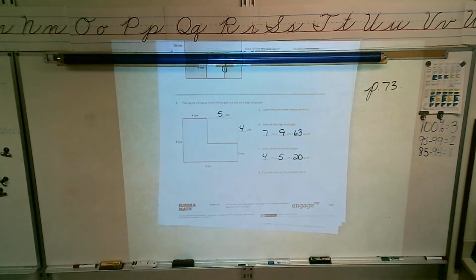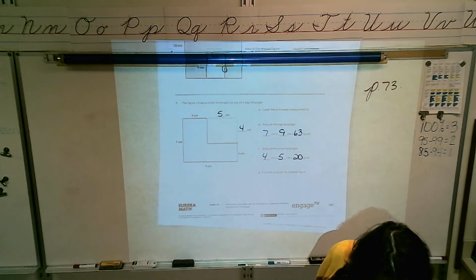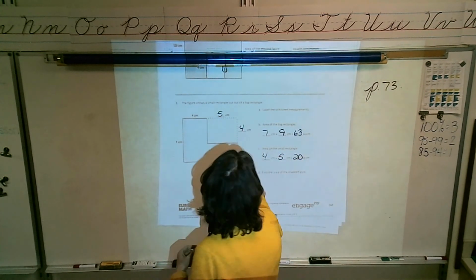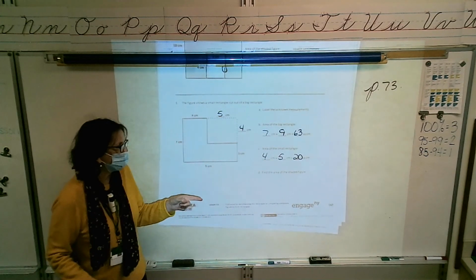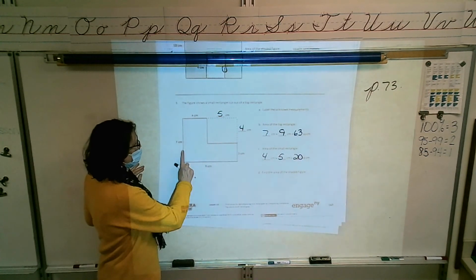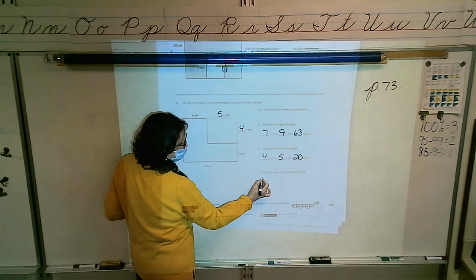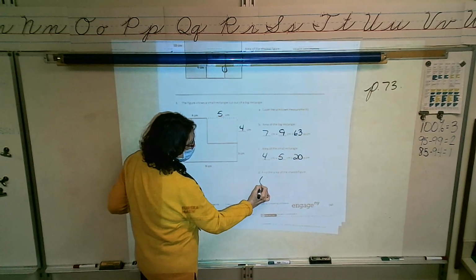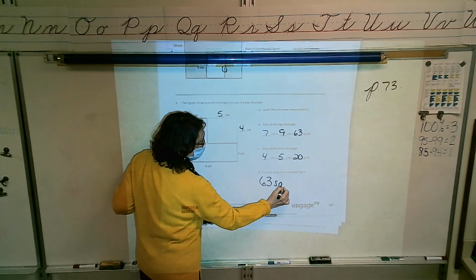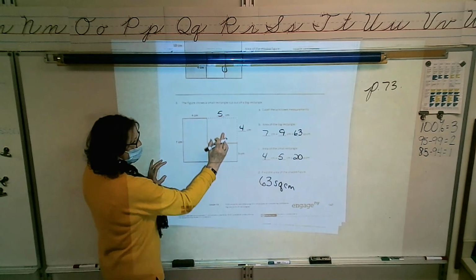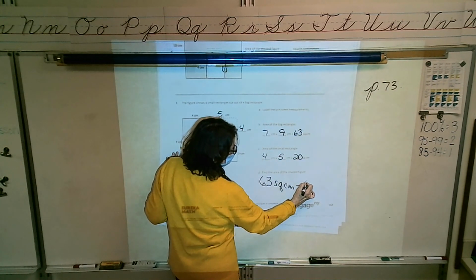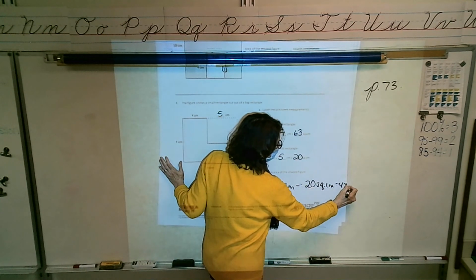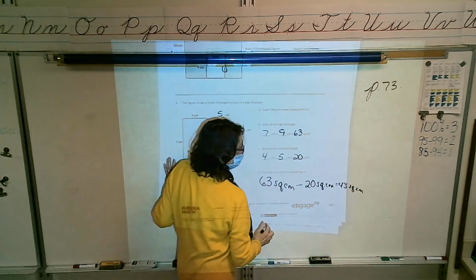All right, this is the number sentence. Hey, Ryder, tell us what number sentence you used to find the area of just the shaded part. What did you use? 63 square centimeters, which represents the large rectangle. Then what did you do? Excellent. And what did you get? Excellent. 43 square centimeters. All right.